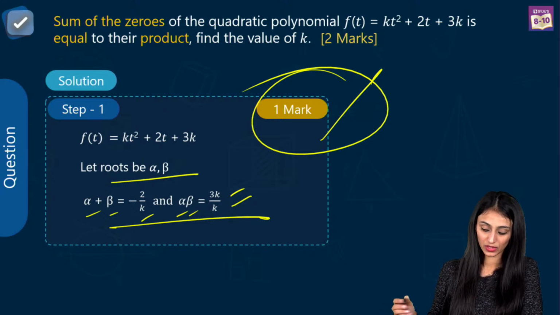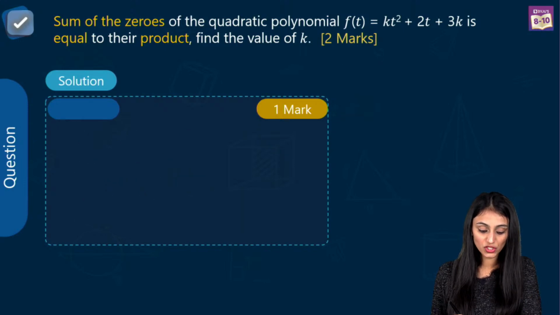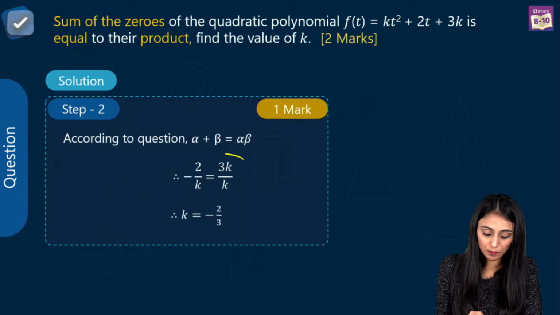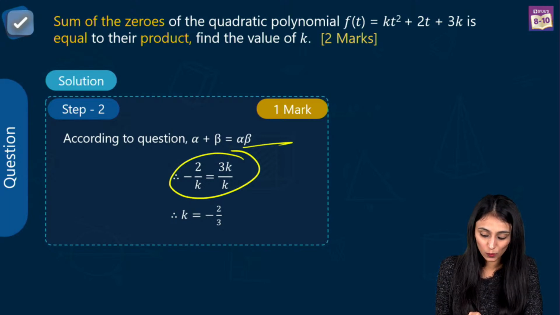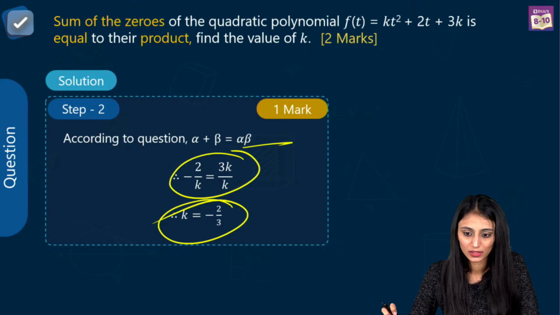Yes. Alright, so this is the sum and this is the product. Now question says that they both are equal. So I'll simply equate them. On equating them, what do I get? I get the value of k, that's minus 2 by 3. This was a simple one, right?